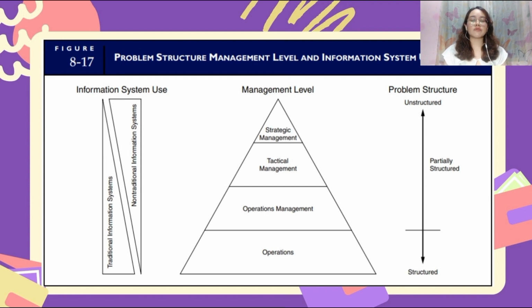The utilization of information systems by various management levels is also depicted in figure 8-17. The traditional information system handles completely structured problems the best. The main advantages of these systems are therefore realized by operations management and tactical management. Because management control and strategic planning decisions lack structure, the managers who make these decisions often do not receive adequate support from standard or traditional systems alone.